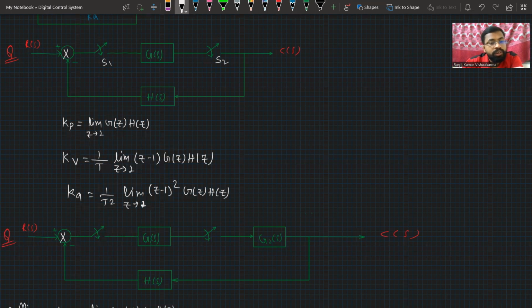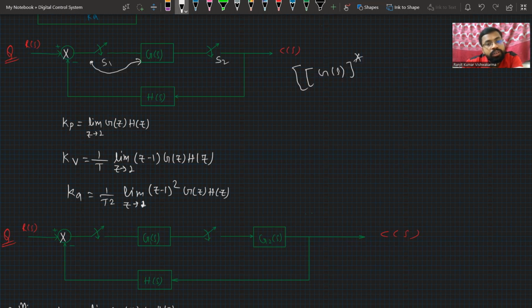Because two samplers are applied here, just follow the closed loop, starting from here. So one sampler is applied, and for a sampler always write like this: G star of s, so star. Why? Because of the sampler. After that, again a sampler, so again we have to take one bracket.